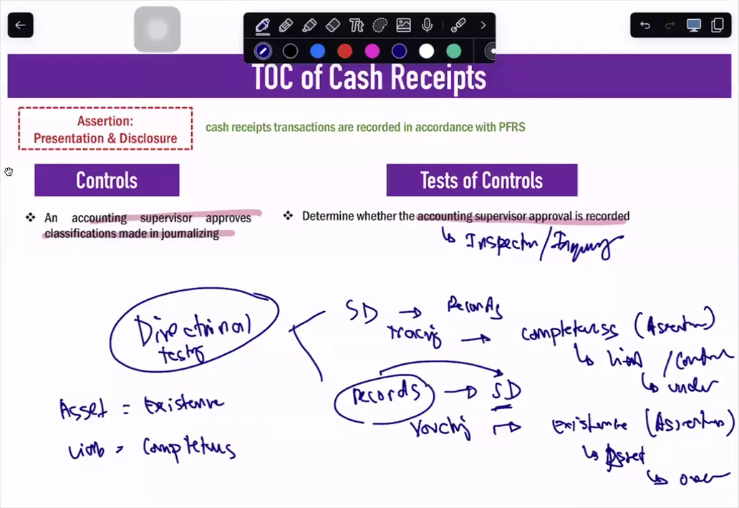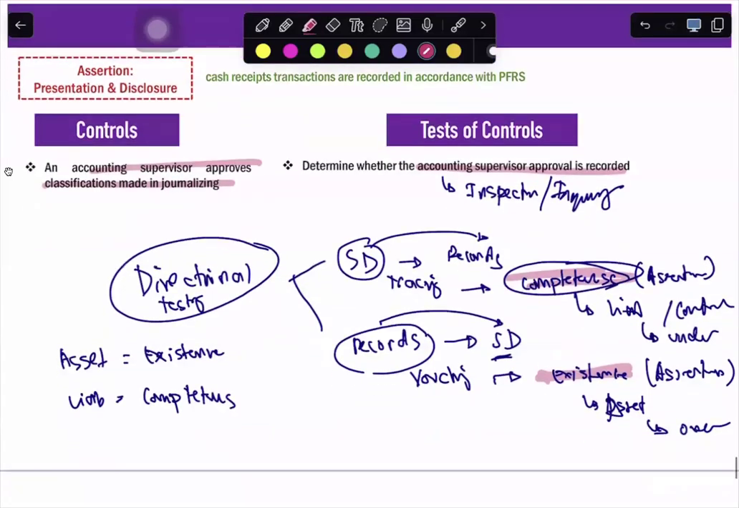Now, if ever we want to look whether our records are complete, we trace from source documents going to our records. That's why here, tracing, the main issue or the main assertion is completeness. And for vouching, the main assertion is existence. And completeness applies to liability generally and existence to your asset.